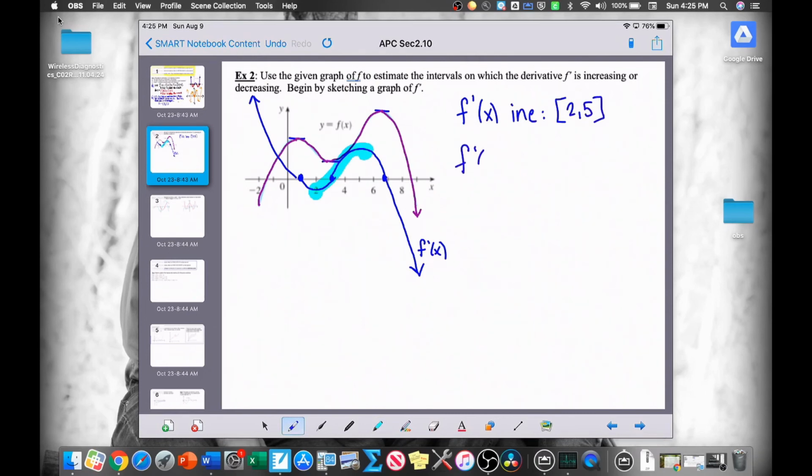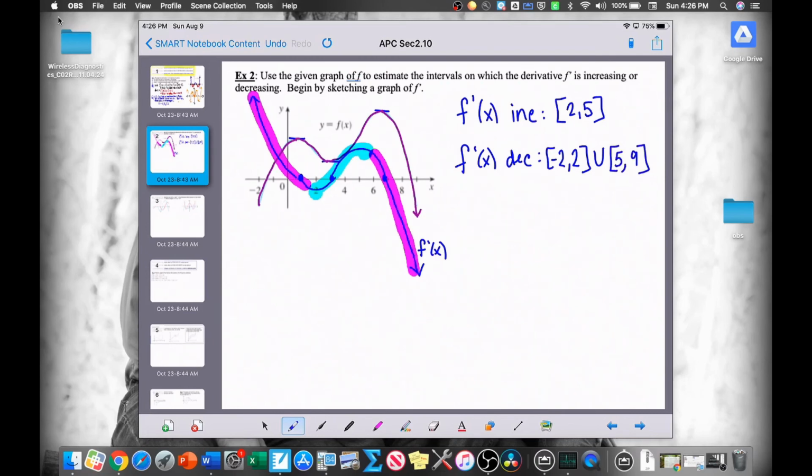And then f prime of x is decreasing in two places. It's decreasing here, and then it's decreasing here. So I would say that the intervals on which it is decreasing are from -2 to 2, and from 5 to, the graph goes to about 9 on the x-axis. So from 5 to 9.